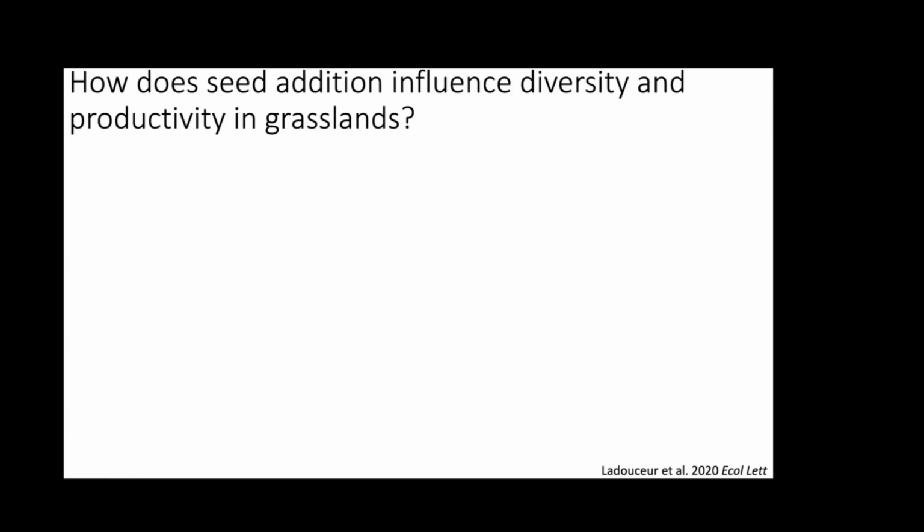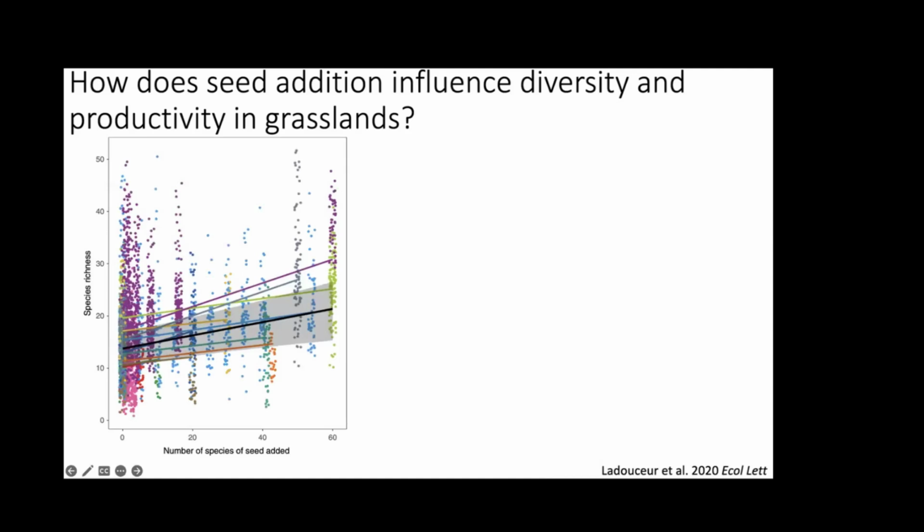And when we look at a figure, we can think of the additional seeds being added as the number of species of seed added. So we can see on the x-axis here, the intervention is how many different types of species were added to a particular grassland. And on the y-axis is the response of species richness in those grasslands to that addition of new species.